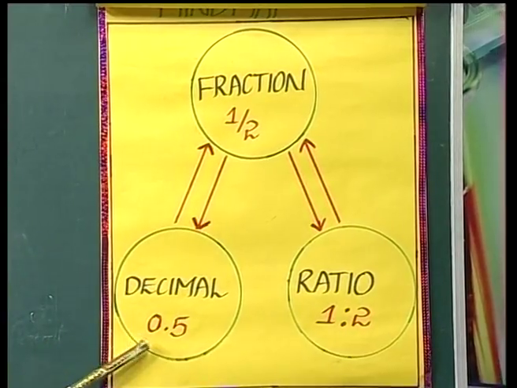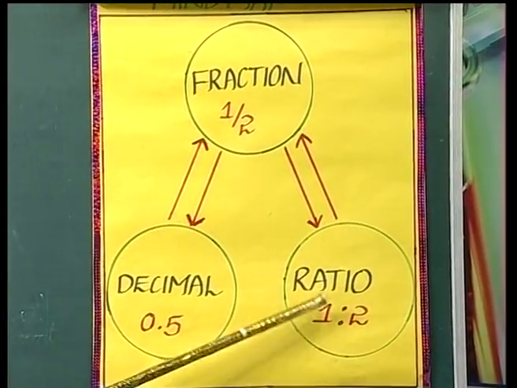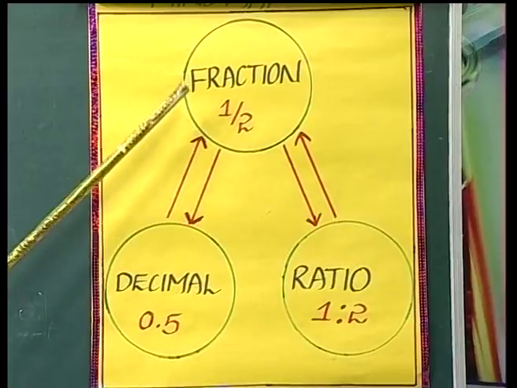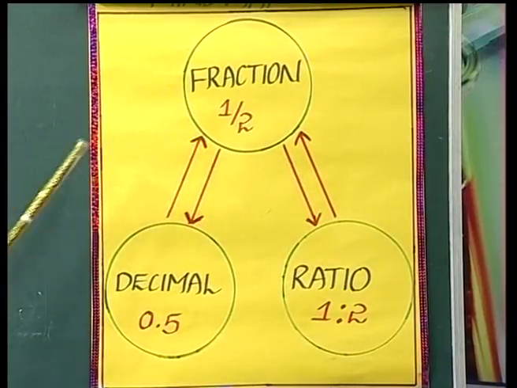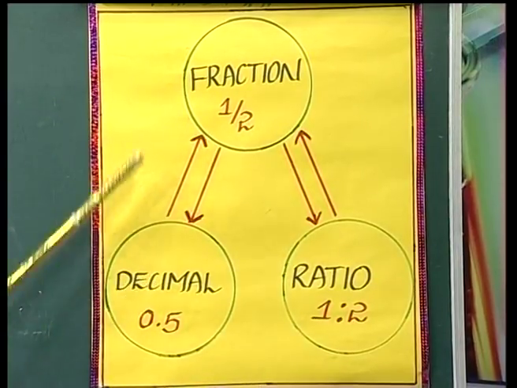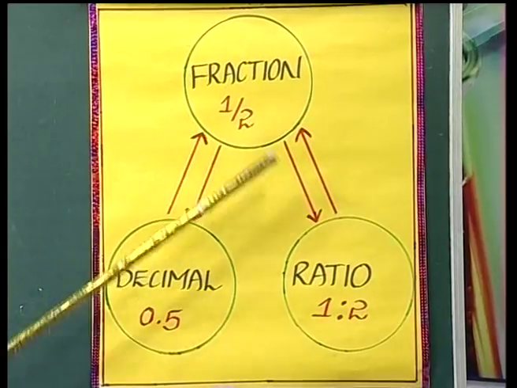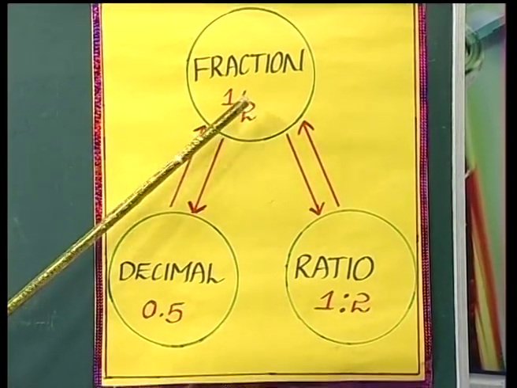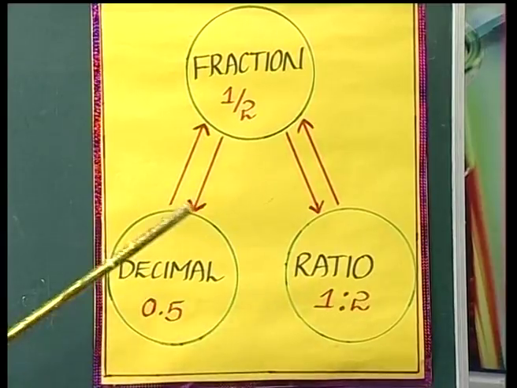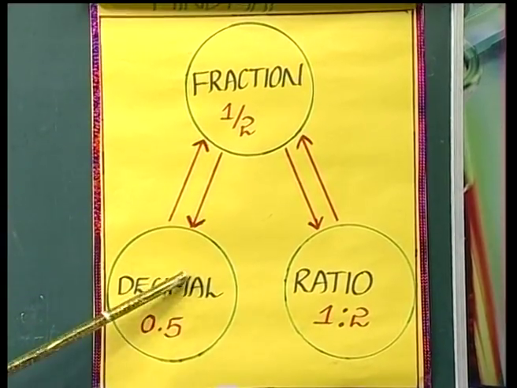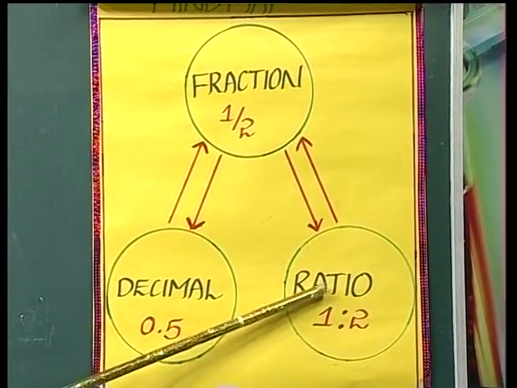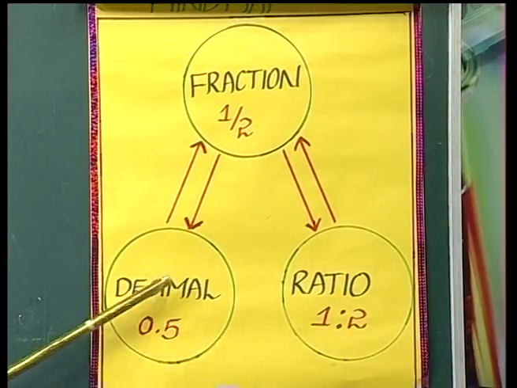Decimal is 0.5. Ratio is 1:2. Friends, here fraction converted into decimal, decimal converted into fraction. Now ratio converted into fraction, fraction converted into ratio. But we can't directly convert decimal into ratio.